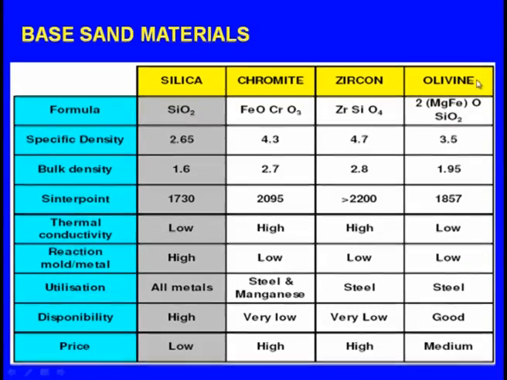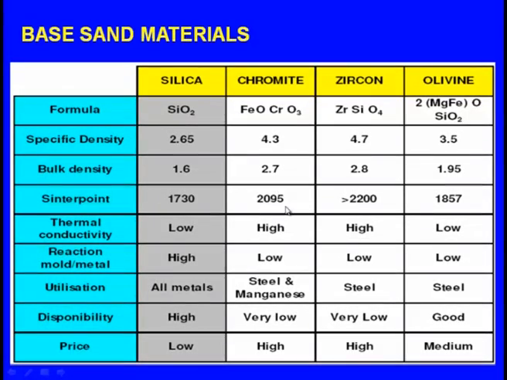Now these are the base sand materials. We can see here silica sand, chromite sand, zircon sand and olivine sand. The formula of the silica sand is silicon dioxide, SiO2, and its specific density is 2.65, its bulk density is 1.6, and its sintering point is 1730 degrees centigrade. Thermal conductivity is low, reaction is high, it can be used with almost all the metals, and the price is low.